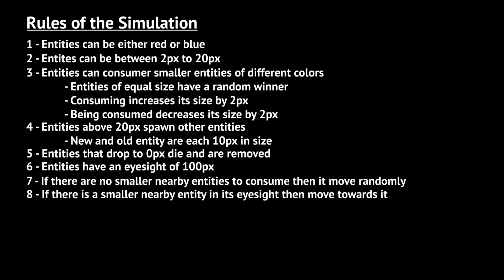If an entity sees a smaller enemy entity in its eyesight, then it will move towards it between half a pixel to 3.5 pixels, half the normal movement. There are no avoidance rules. If a bigger enemy is within its eyesight, it's not even aware of it.